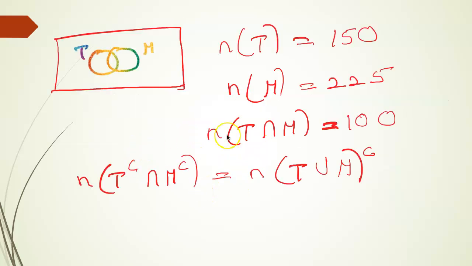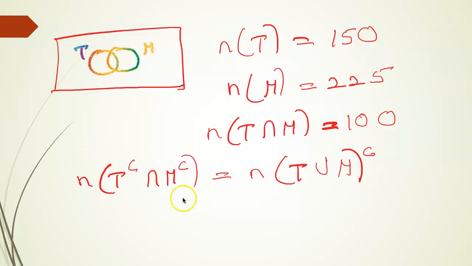So let T be the number of students drinking tea. So number of elements in T is 150. M be the number of students drinking milk. So number of elements in M is 225. And number of elements in T intersection M, that is number of students who drink tea and milk, is 100.